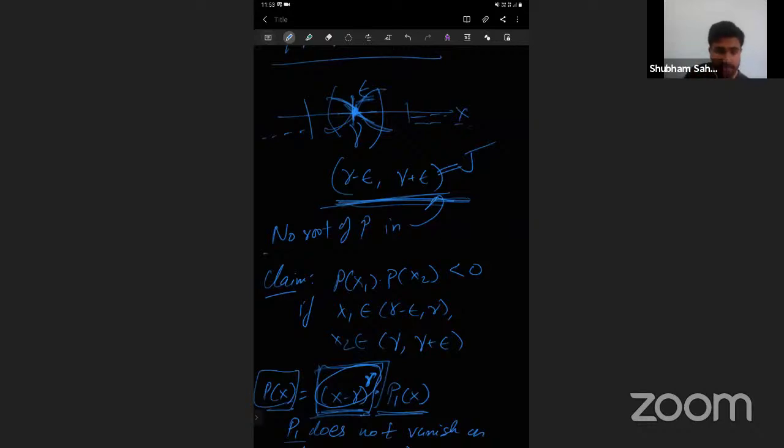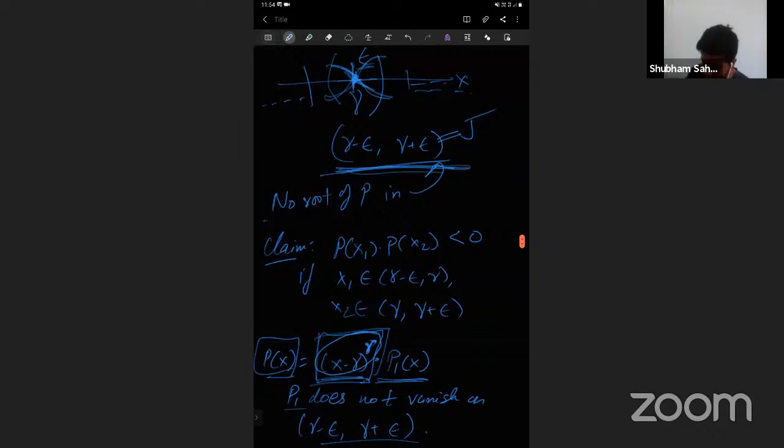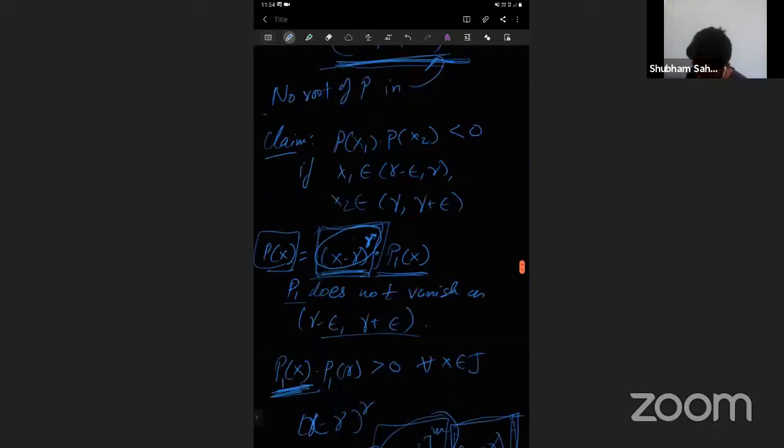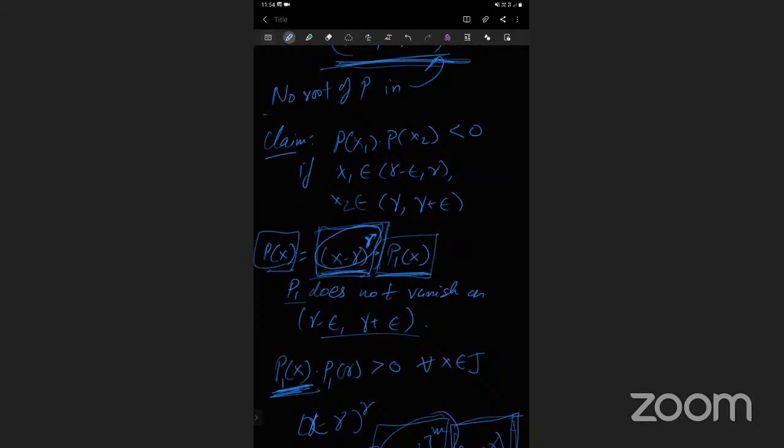Now suppose we factor gamma completely out of P. So we just have something like (x minus gamma) to the power r times some P1(x), where P1(x) has no roots in the given interval. P1(x) is a real polynomial, and it has no roots in the given interval, so it has a consistent sign all through this interval. Is that clear? Yes, sir, that's clear.